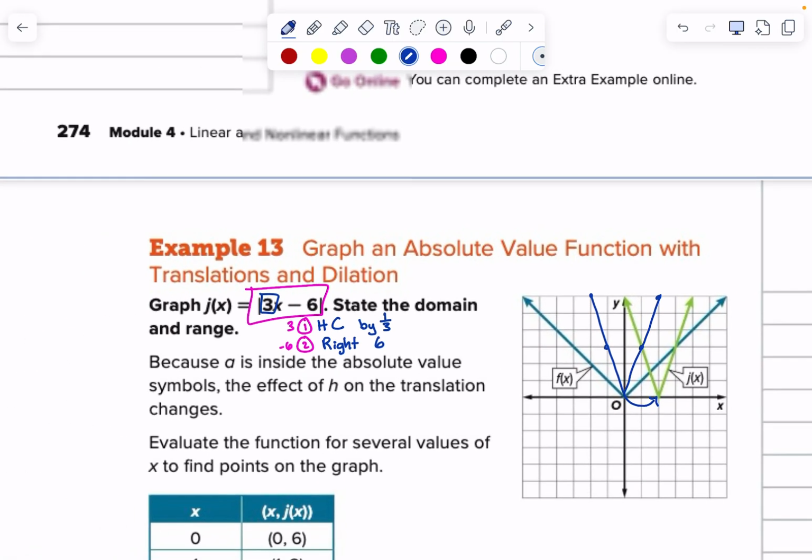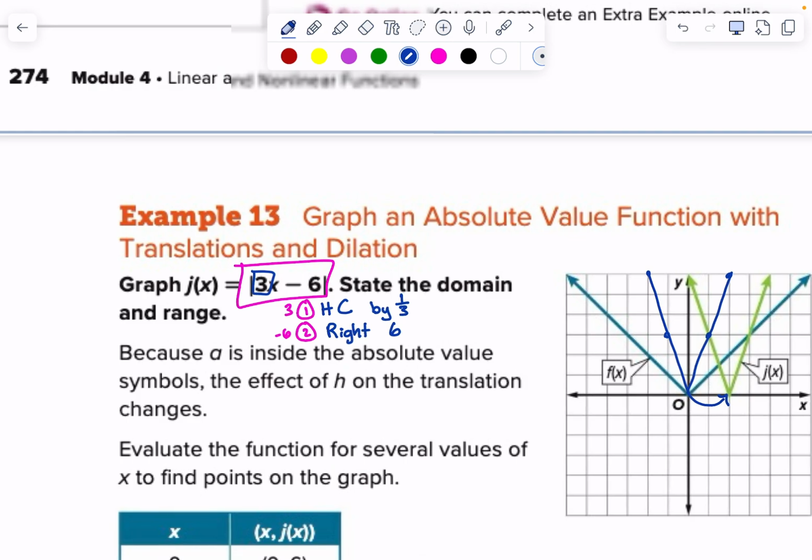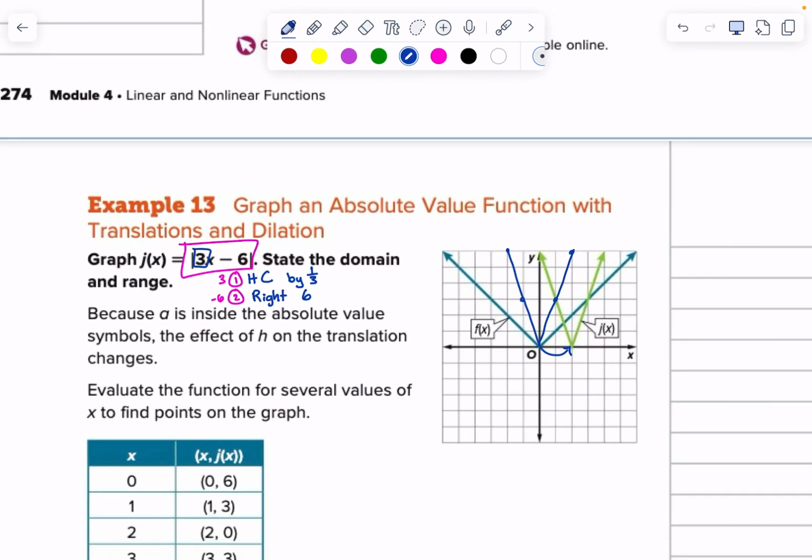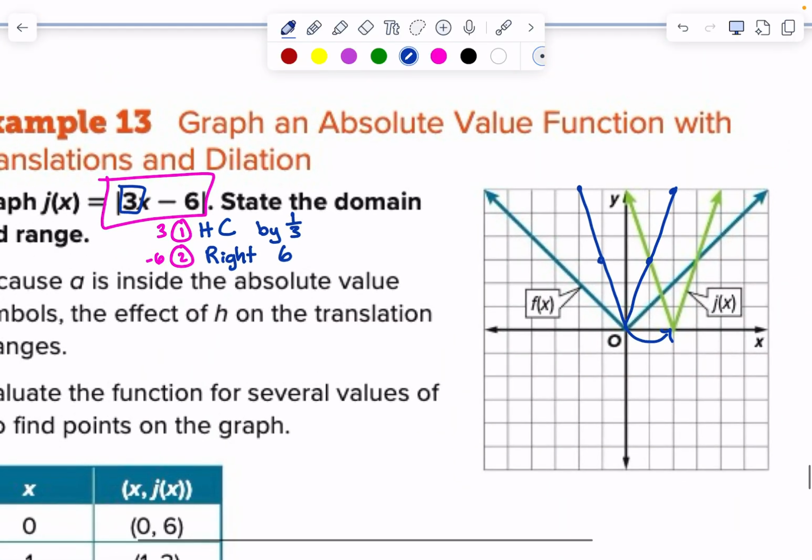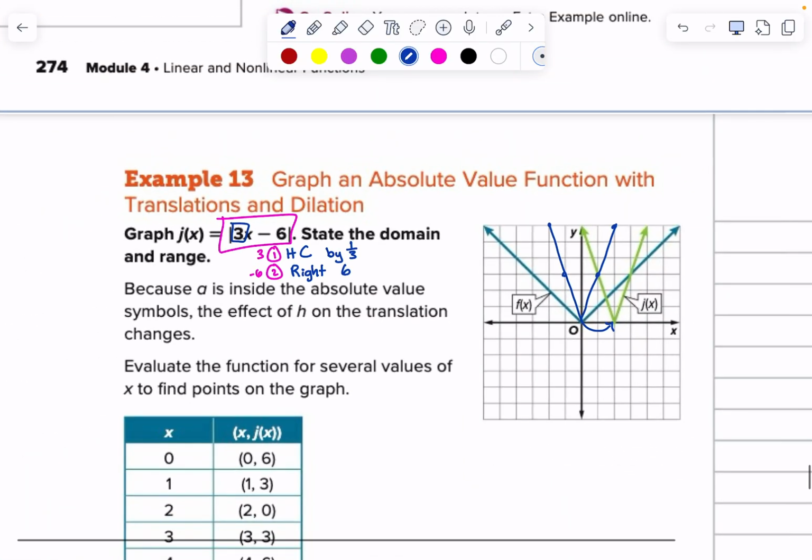Actually, they moved him to the right 6. Maybe each one is going by a different number. Oh, yeah. Okay, there you go. Good? Because there's not 6 rows going. They could be going by a different number.